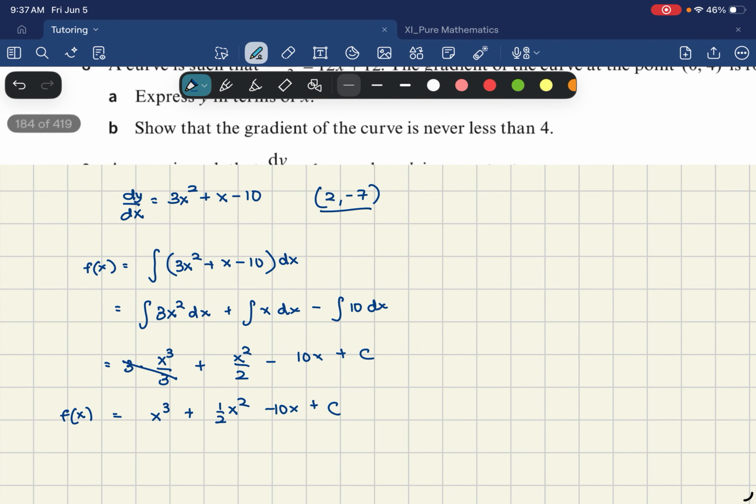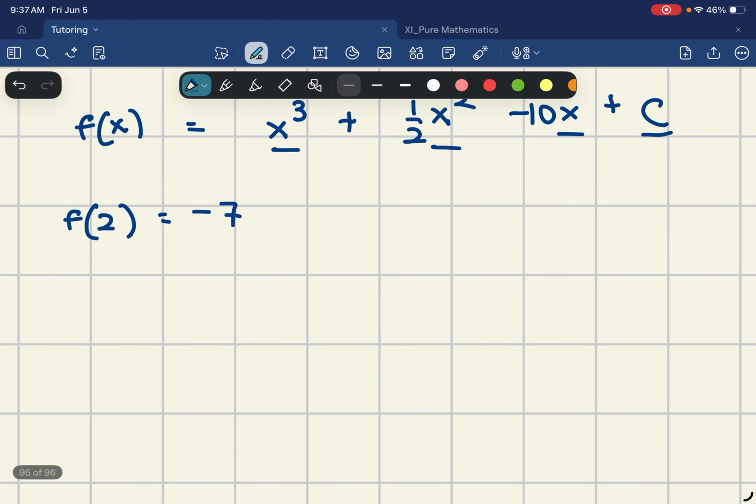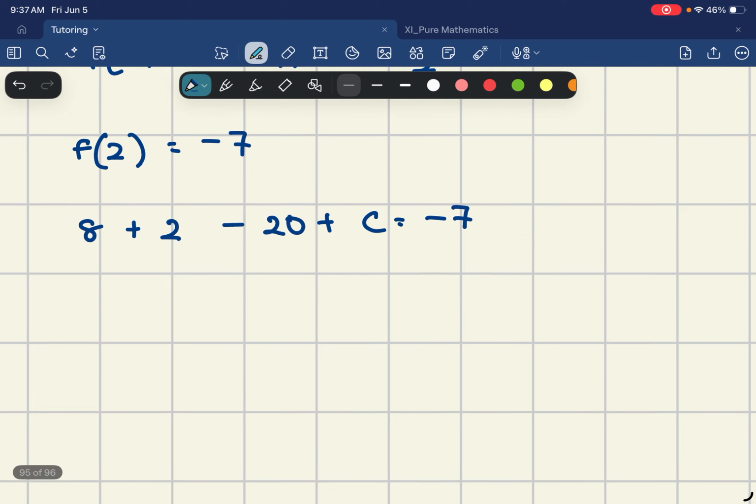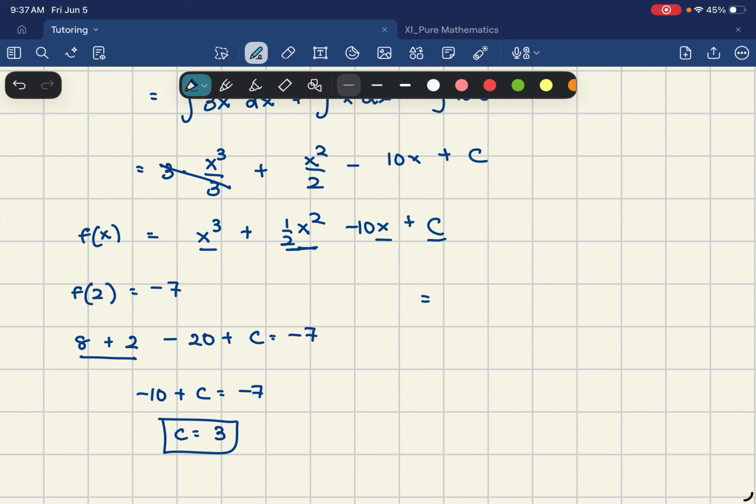And now we can substitute this point. F of 2 is equal to negative 7. So substitute 2 here. If you substitute 2 cubed, it's going to be 8 plus 2 squared is 4. 4 divided by 2 is going to give you 2, minus 20 plus c is equal to negative 7. So this is 10 minus 20, which is negative 10, plus c is negative 7. So c is going to be 3. And now the equation of the curve is just y is equal to x cubed plus half x squared minus 10x plus 3.